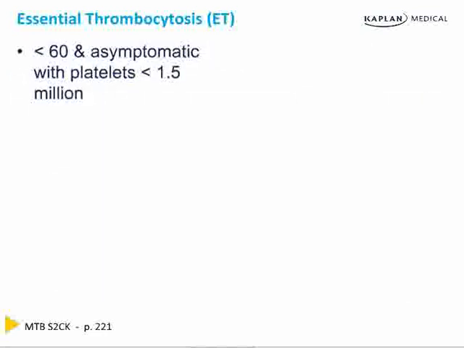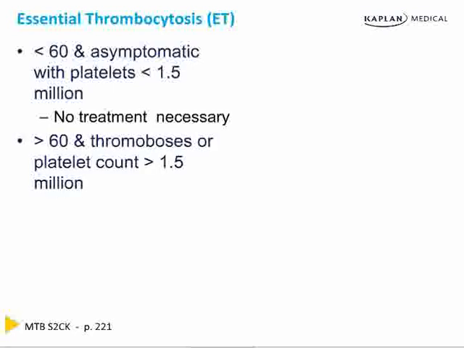The treatment for essential thrombocytosis is also somewhat unclear. It's not too clear what to do if a person has a really high platelet count and is asymptomatic. Now, if a person is young and has an asymptomatic high platelet count, but the platelet count is still under 1.5 million, you should just leave them alone. Don't do anything. Now, if the person is older, or they have thrombosis, or the platelet count is up above 1.5 million, if they're older with thrombosis, then you should use some treatment.